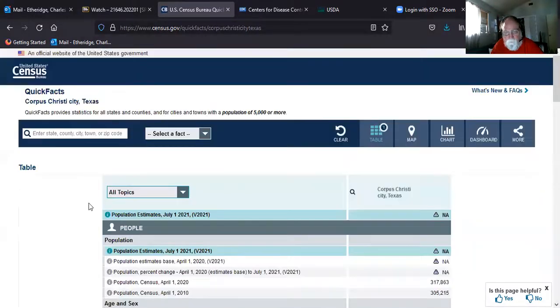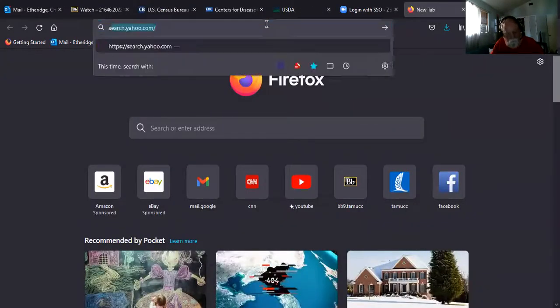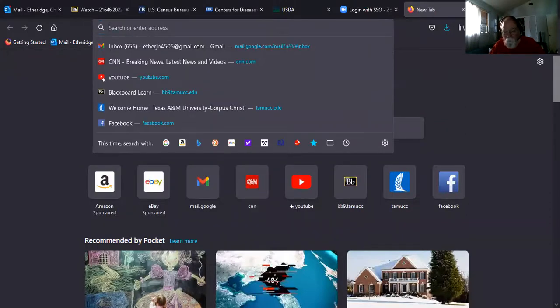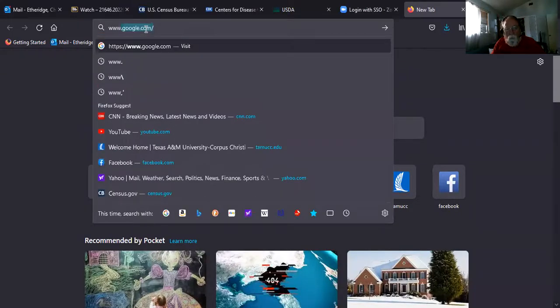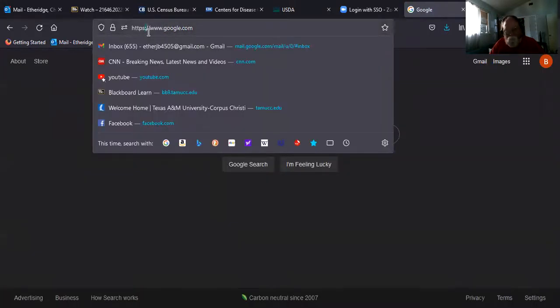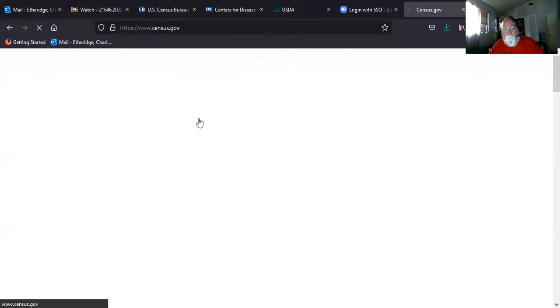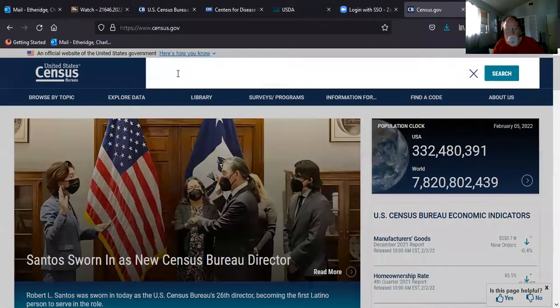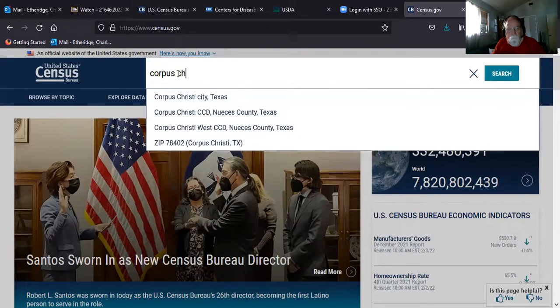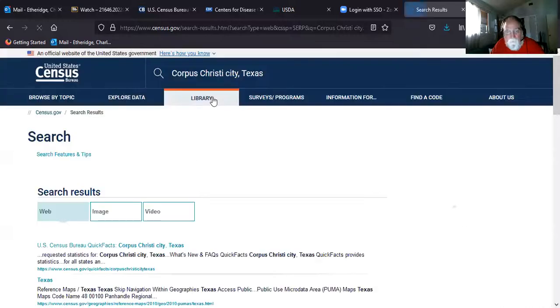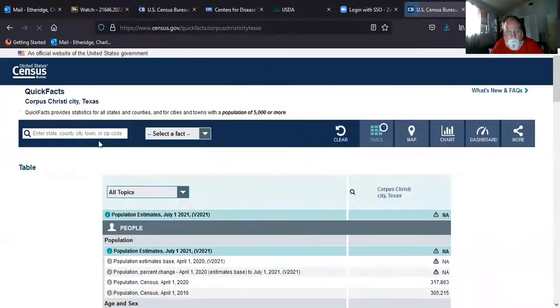So that's a nice data set as well. Let's see if we can get another data set to compare. Actually, I'm going to do these in separate windows so I can put them side by side, which may seem pointless, but hopefully you'll be able to see this. So we'll go to census.gov. Here we are, and we were here. So what do we do? Corpus Christi City, Texas. And what this did is it took us to the QuickFacts menu, which is a little bit handy. So let's do the state of Texas.